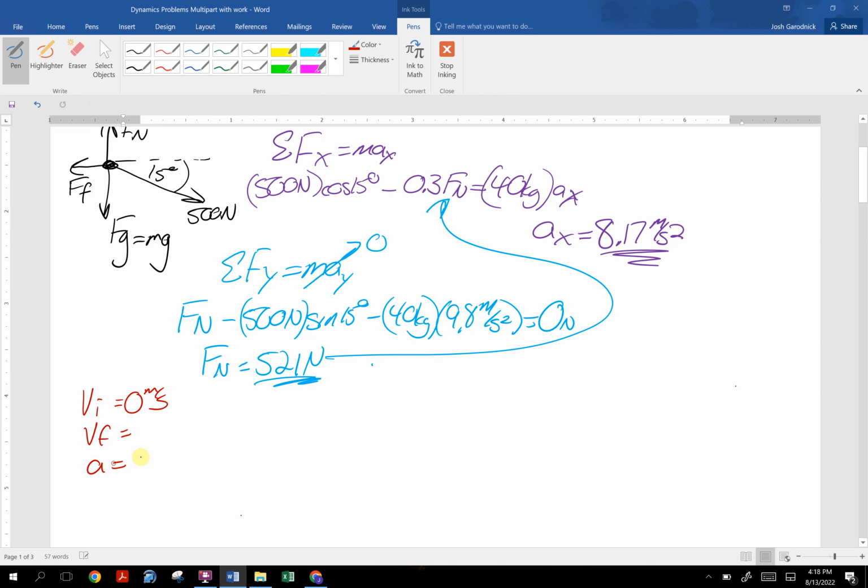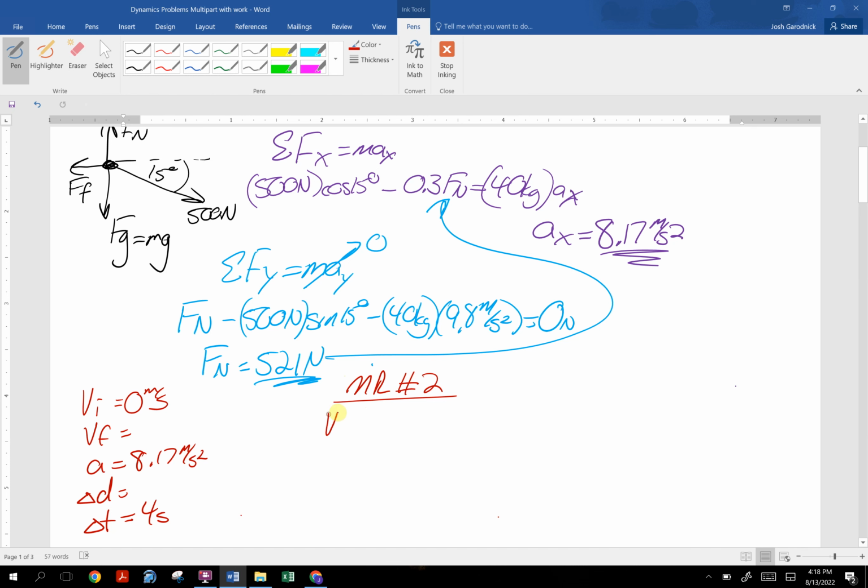Acceleration, we just got. It's 8.17 meters per second squared. I don't know the distance, and I do know the time is 4 seconds. By now, you should know that the key to a multi-part problem is that the final velocity of part 1 is equal to the initial velocity of part 2. And vice versa, if you're working backwards through a problem. In this case, we can work forward because it worked out that way.